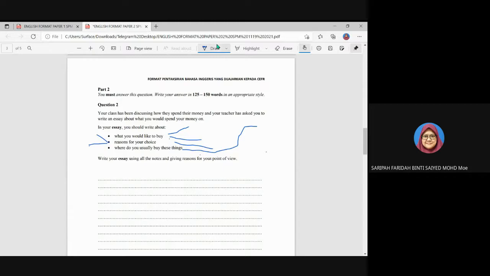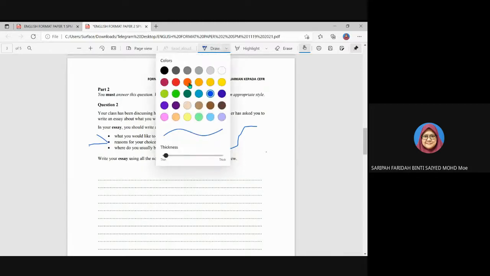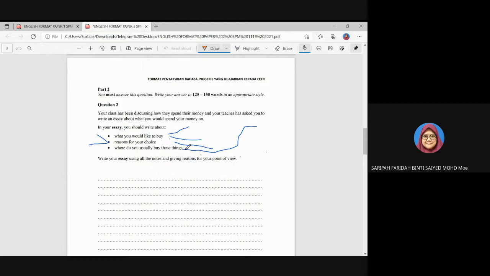Okay. You just scribble here. But then for this essay, not in this area, you cannot mess it up. This one is your space for your answer. And this one you can scribble. Okay, that's the only place.